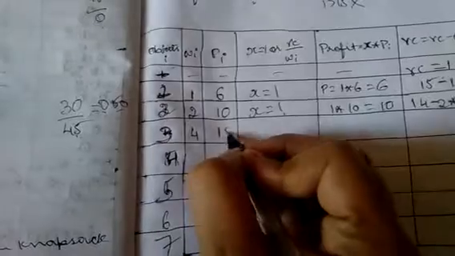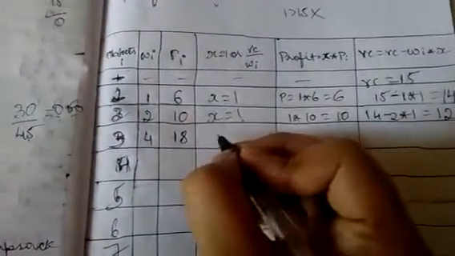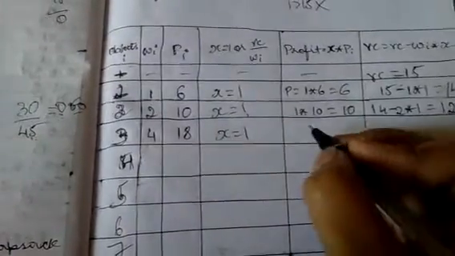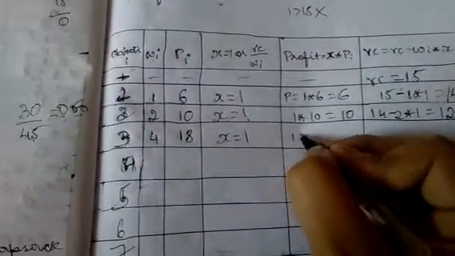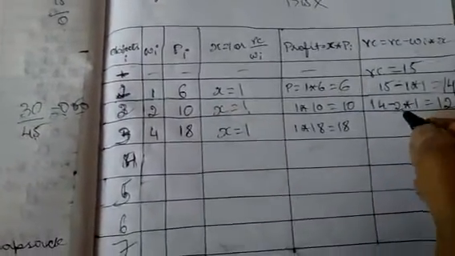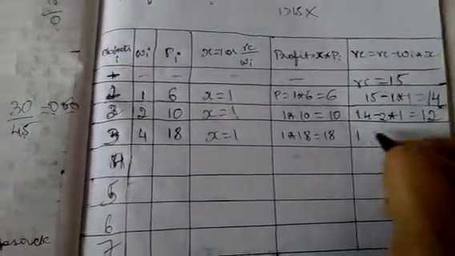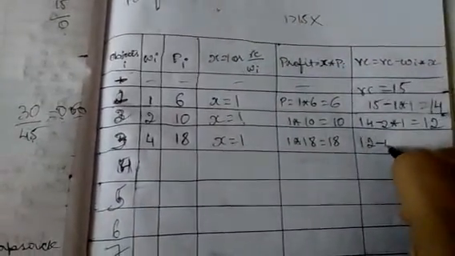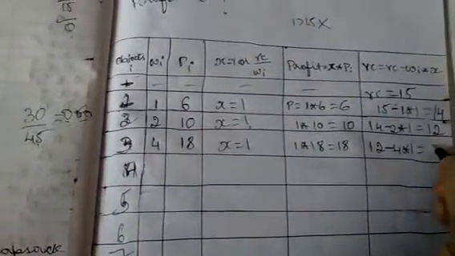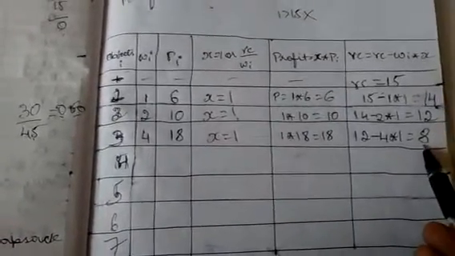Next, for the third object you have to take weight 4 and profit 18. Is 4 greater than 12? No, the condition is false. Again x is equal to 1. Then 1 into 18 is equal to 18. Next, what is the remaining capacity? Here it is 12 minus W 4 into 1. 12 minus 4 is 8. 8 is the remaining capacity.